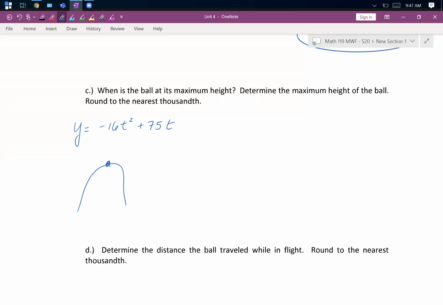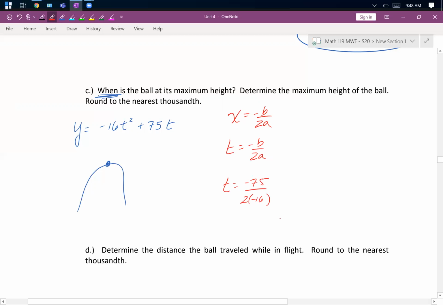maximum height will be. Now, the first part of it says when, so we're looking for a t. Typically for the vertex, we have the formula x equals negative b over 2a, but in this equation, our variable is not x, it's t. So our t value is going to be negative b over 2a, and that'll give us the when. So negative 75 over 2 times negative 16. That is not a nice number, so we're rounding to the nearest thousandth. Actually, no, I'm going to keep the fraction.